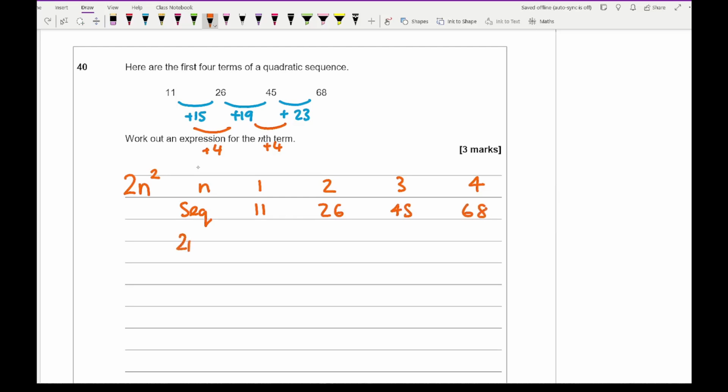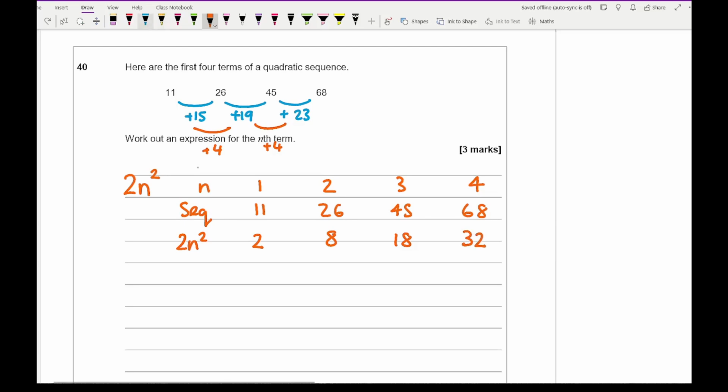I then want to work out what 2n squared is. So remember to do the n squared first. So 1 squared is 1 times 2 is 2. 2 squared is 4 times 2 is 8. 3 squared is 9 times 2 is 18. And 4 squared is 16 times 2 is 32.